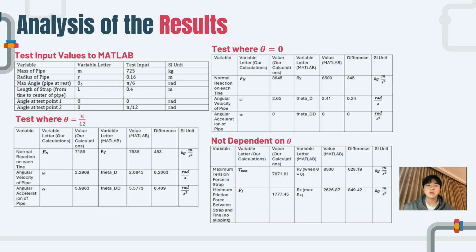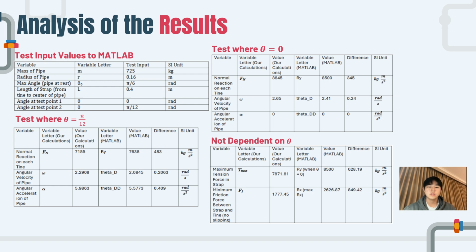At theta equals 0, the results were very close, with just minor differences in normal force and angular velocity. When theta equals pi over 12, we again saw small but consistent differences, such as 0.2 radians per second difference in angular velocity. They're likely due to MATLAB using floating point precision, exact geometry, and more detailed inertia handling.